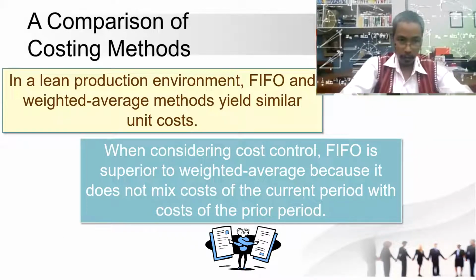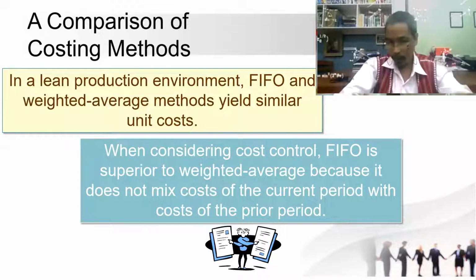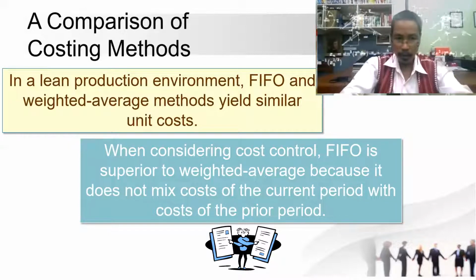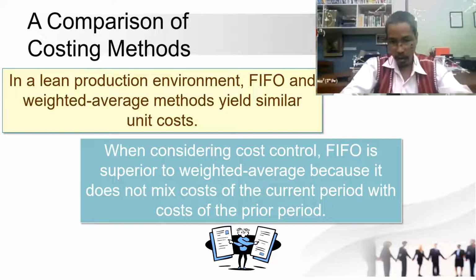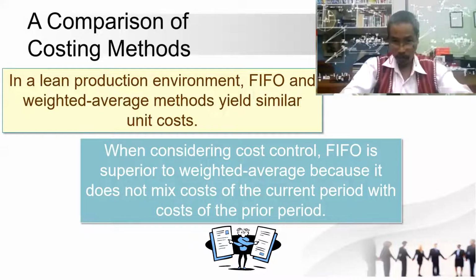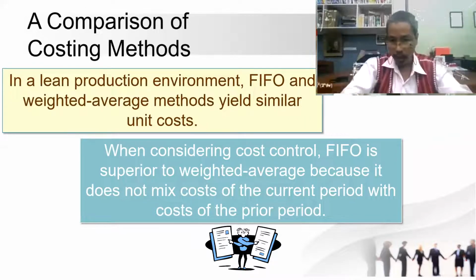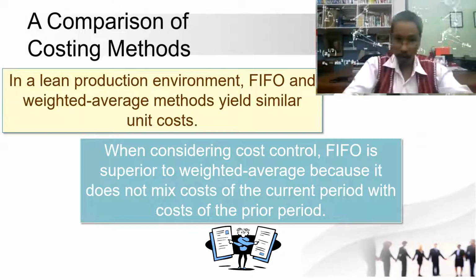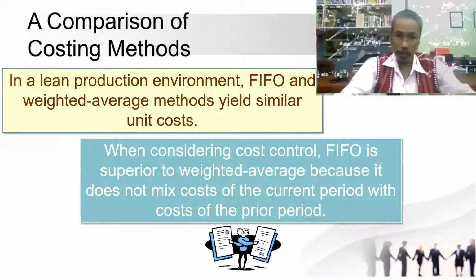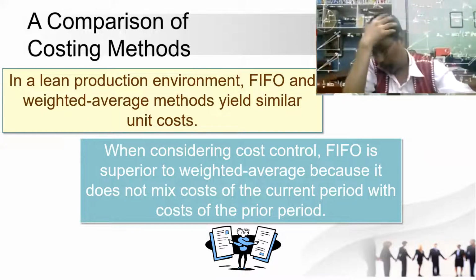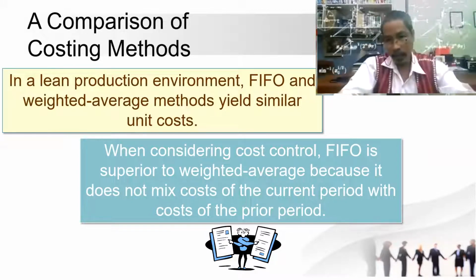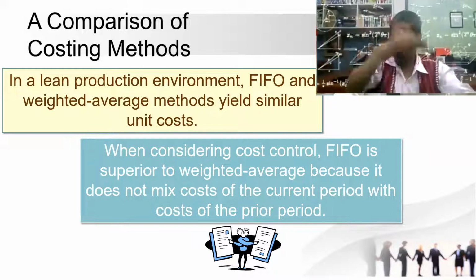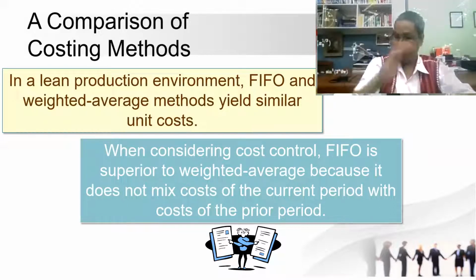So, a comparison of costing methods in a lean production environment: FIFO and weighted average methods yield similar unit cost. When considering cost control, FIFO is superior to the weighted average method because it does not mix the cost of the current period with the cost of the prior period. That is the beauty of the FIFO method. Okay. Because first in, first out, it does not mix the old from the current.